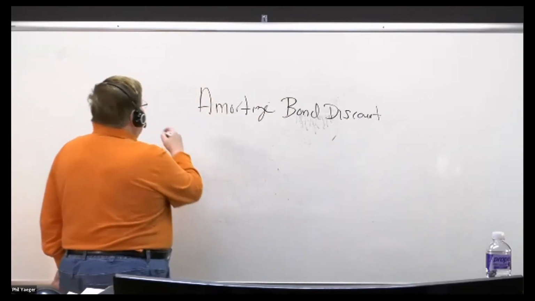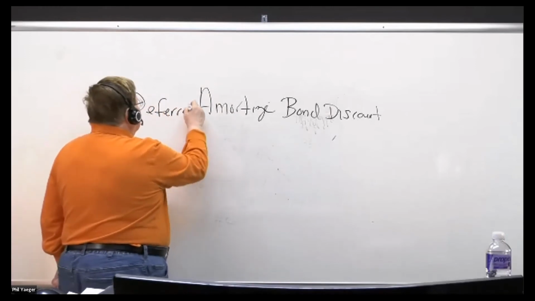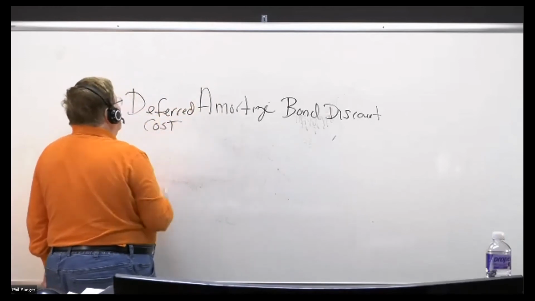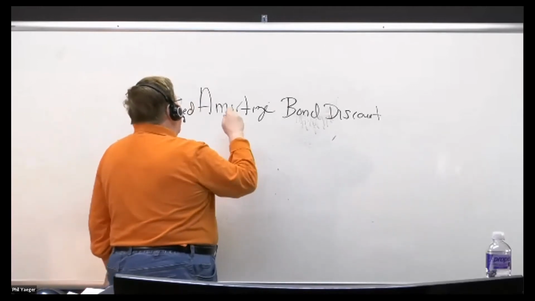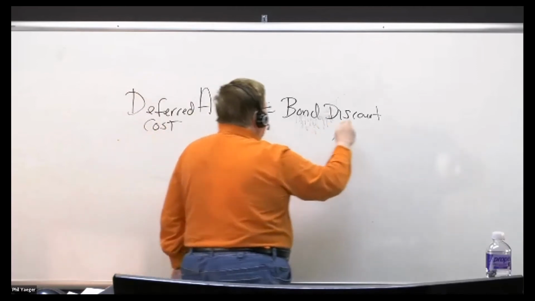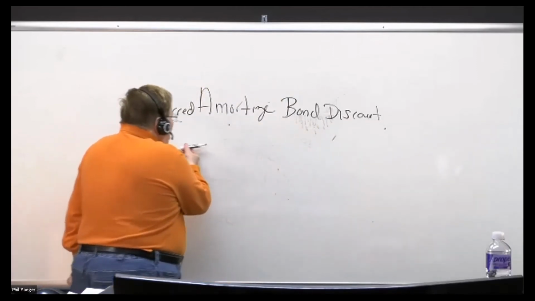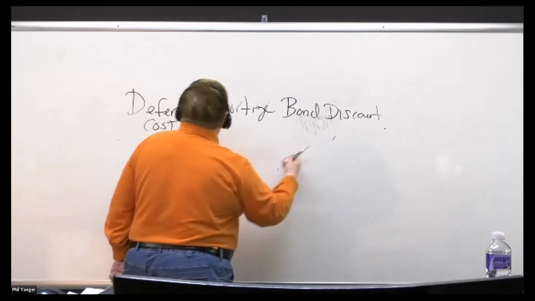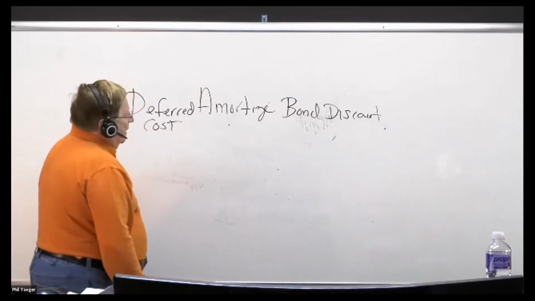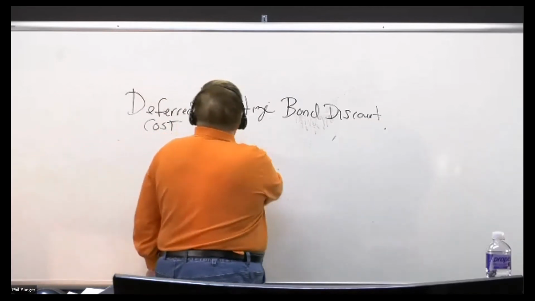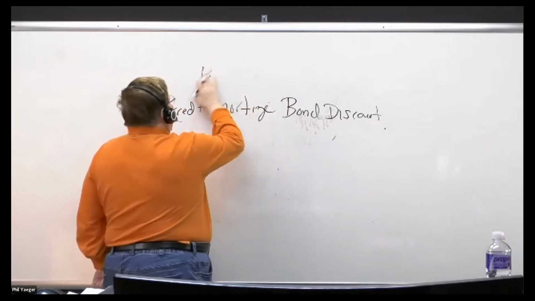Now, this is actually sort of a deferred cost. Do you see that? Now, why is it deferred? Because you got 800,000 today, and at maturity, you have to pay $1 million, right? So that discount is actually being amortized over the life of the bonds. But we use the effective interest method. So let's think about this.